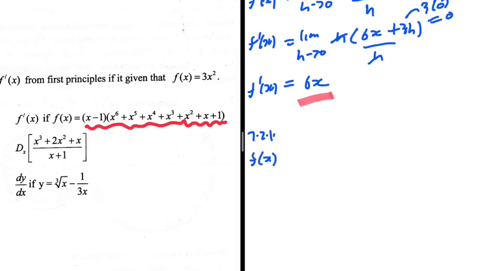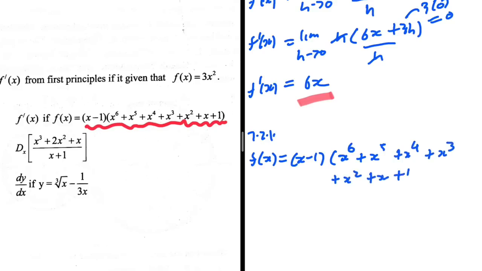f of x is equal to (x minus 1) multiplied by (x to the power 6 plus x to the power 5 plus x to the power 4 plus x to the power 3 plus x to the power 2 plus x plus 1). I honestly feel like there is something that I'm missing here. There's a trick that I cannot immediately see. Well, okay. No, I just realized something.